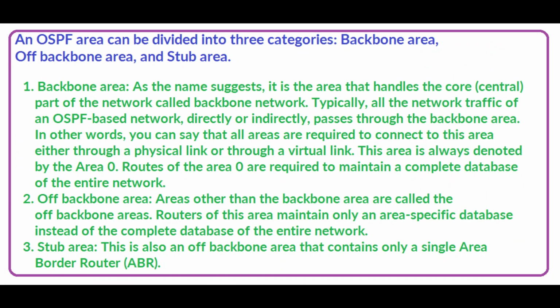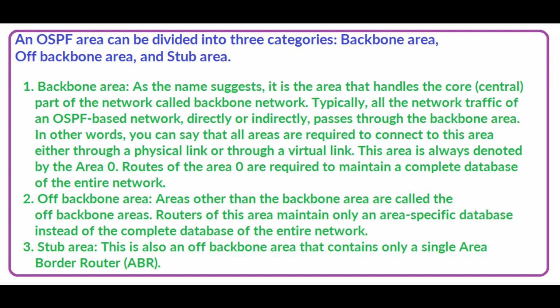An OSPF area can be divided into three categories: backbone area, off-backbone area, and stub area. 1. Backbone area. As the name suggests, it is the area that handles the core, central part of the network, called the backbone network. Typically, all the network traffic of an OSPF-based network, directly or indirectly, passes through the backbone area.